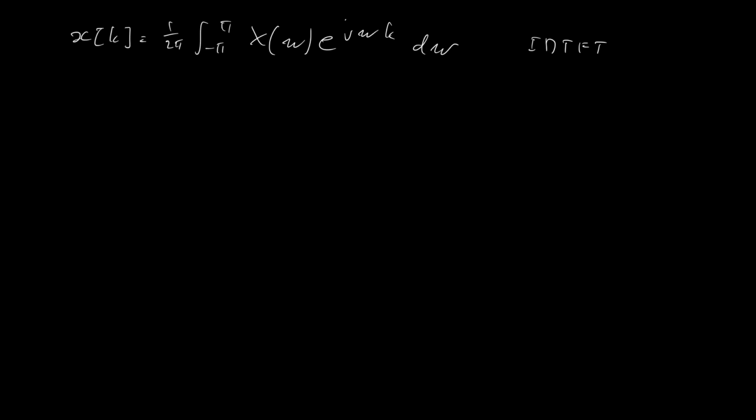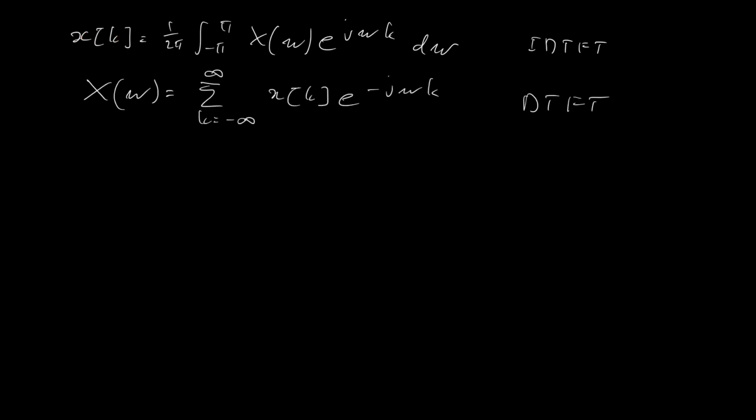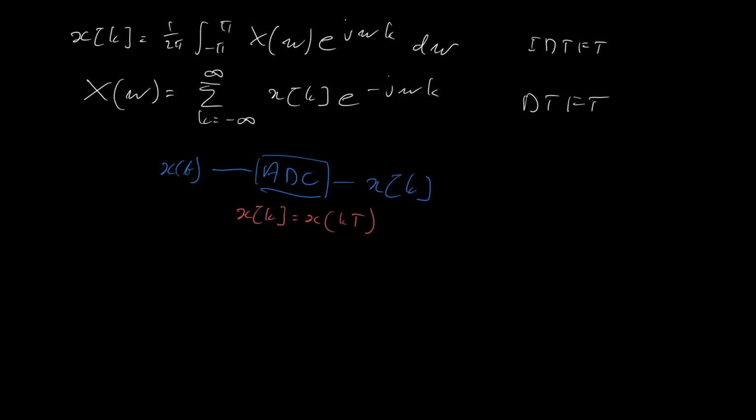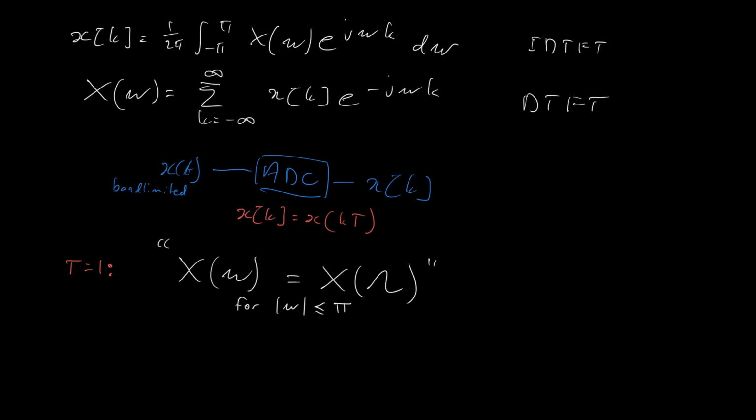Naturally then, one may want to know, how can we obtain this x of omega given an x of k? Well, that's the purpose of the discrete-time Fourier transform. An ideal A to D converter simply creates a sampled version x of k of the original continuous time signal x of t. When capital T equals 1, and if x of t is suitably band limited, then we know that x of little omega is just equal to x of big omega, with little omega equal to big omega. In other words, there is a one-to-one mapping between frequencies in continuous time and frequencies in discrete time.